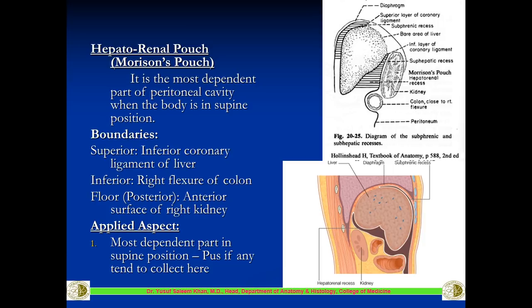Okay, so that's why clinically it is important. This is called the hepatorenal pouch, because it is between the liver as well as the kidney. So that's why it is called hepatorenal.